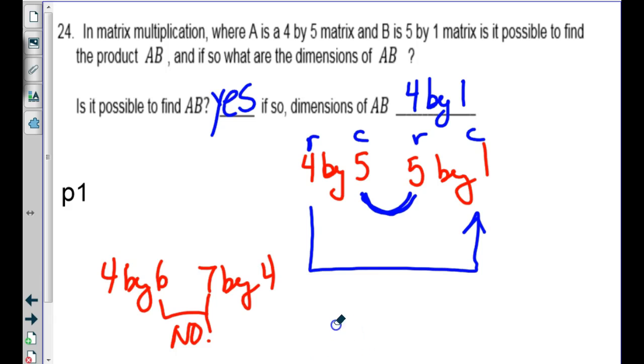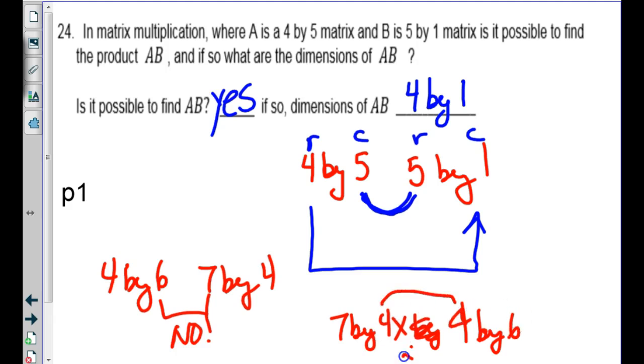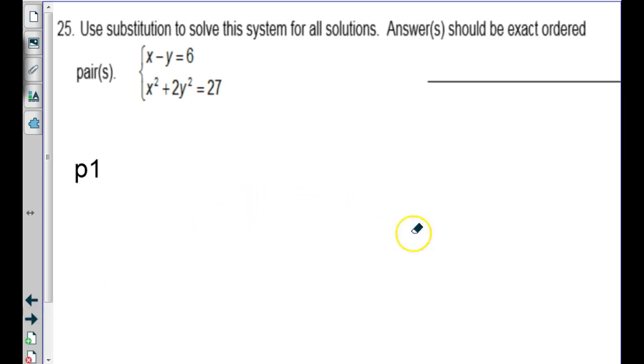If I switched it around and said I'm going to put matrix B first, then it would work because these would be the same. That would be a yes. And the answer would be a 7 by 6. Better? Okay. Anybody else? All right. Do you remember this from yesterday?